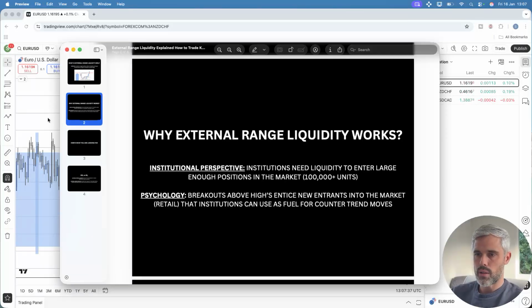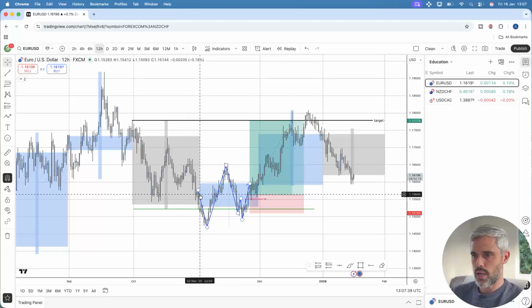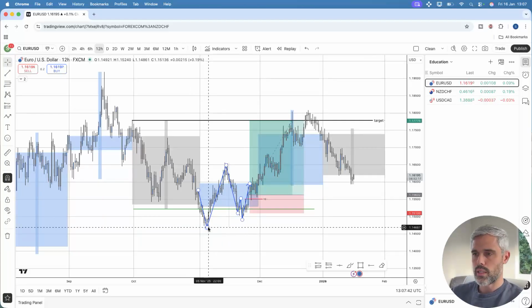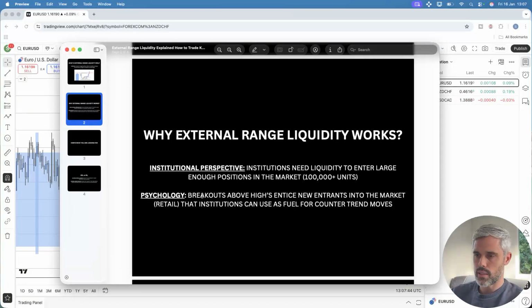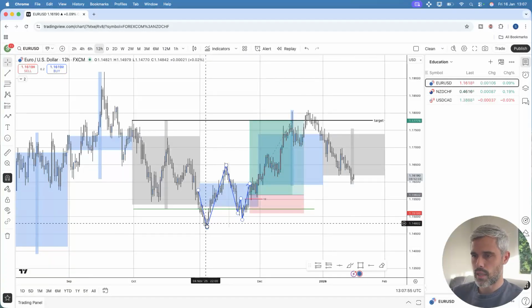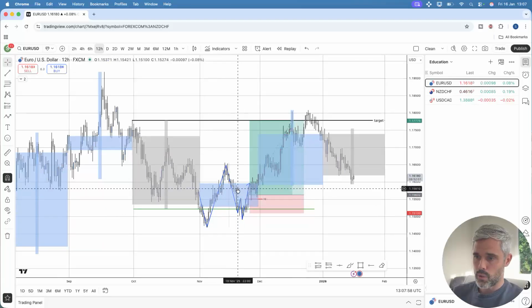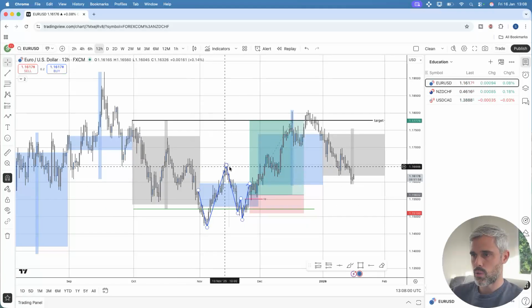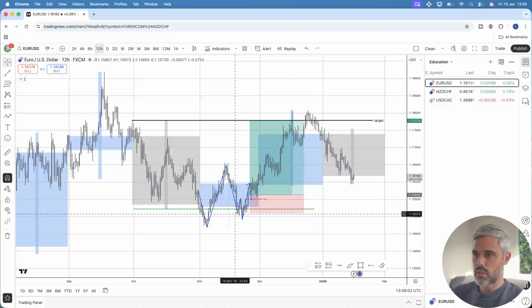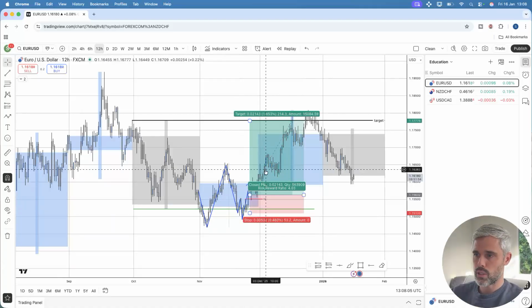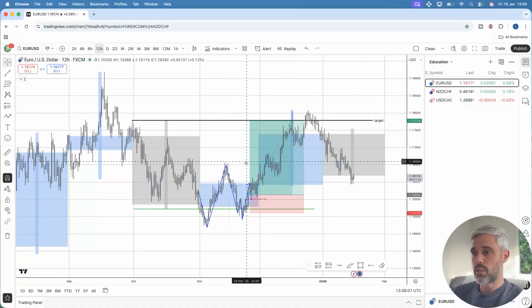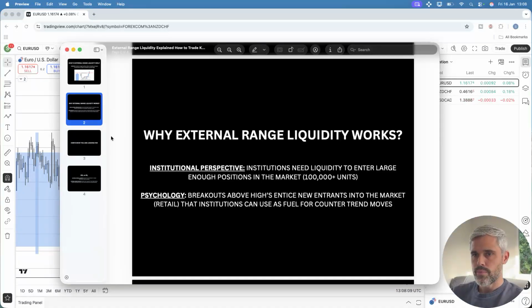Secondly, what happens around these levels is you get breakouts. So price breaks below the low, and in doing so, it entices new entrants into the market, more often than not retail traders that think a continuation of the trend is going to occur. So this means that more actors get involved. They're placing, at this point, short positions in the market, and new liquidity is building that can then be sold into when these big institutions are distributing their positions in counter trend moves.